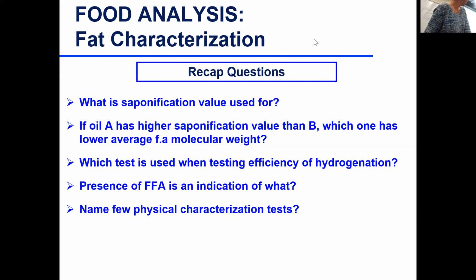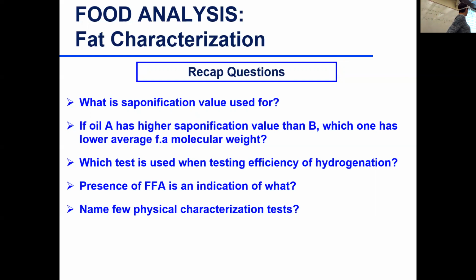Okay. All right, so presence of free fatty acid is an indication of what, Paige? Yes. Sorry, I was going to ask you about the second question. If you could just, so which test is used when testing efficiency? No, the one before that. So it would be oil A. If oil A has higher saponification value, then oil A will have lower molecular weight. Okay, yeah, great.